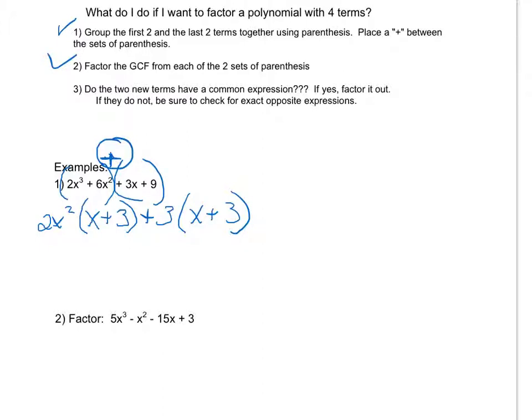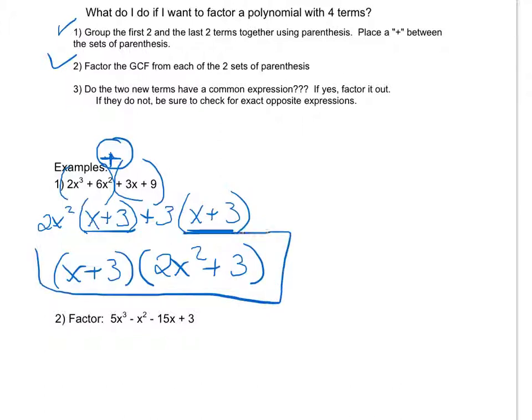Step 3 tells me to do my two new terms, term 1 and term 2. Remember those two examples we just did? These look a lot like those two examples. I ask myself, do they have a GCF? Yes, they both have an x plus 3. So I'm going to factor that x plus 3 out. In my first term, after I take that x plus 3 out, I'm left with a 2x squared, and a plus 3 in my back term, leaving me with my final answer.